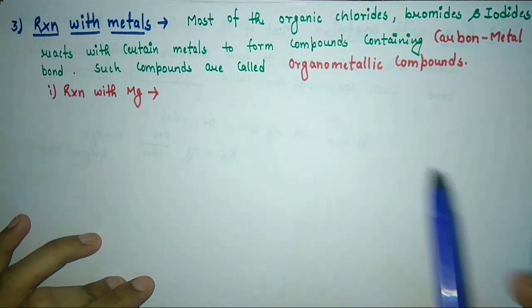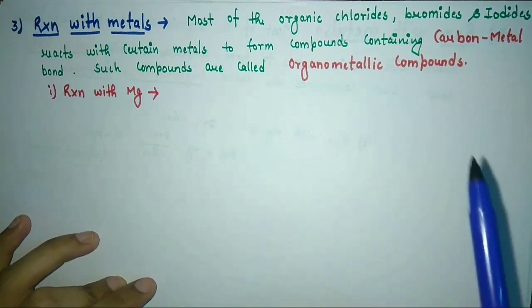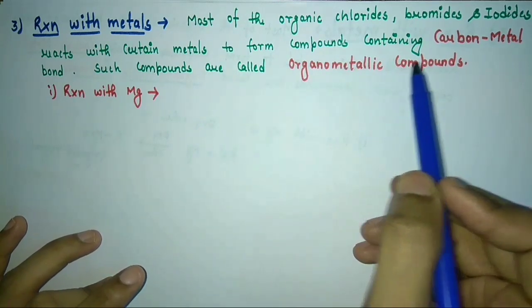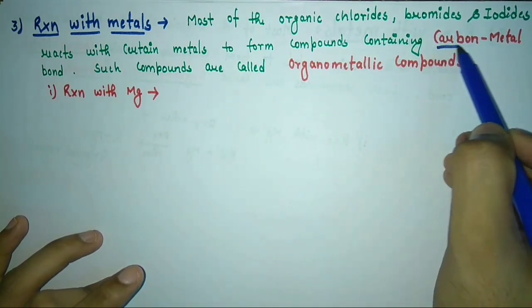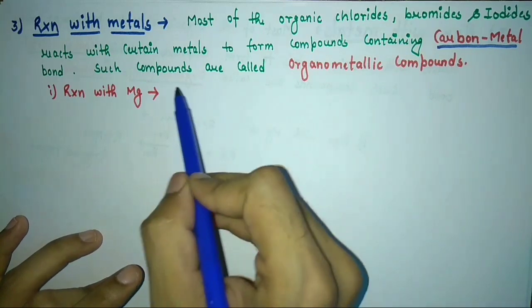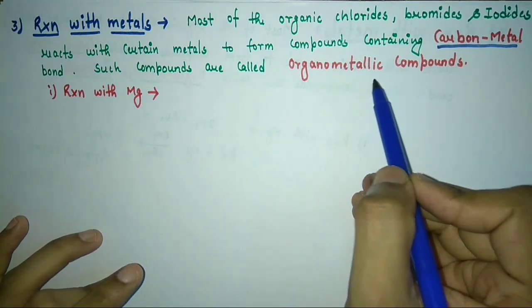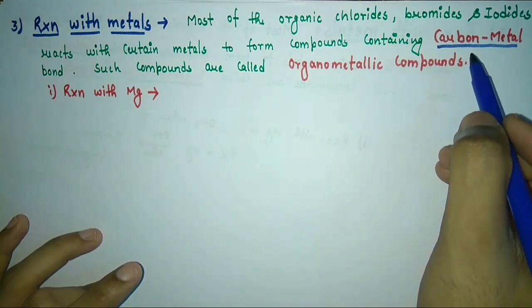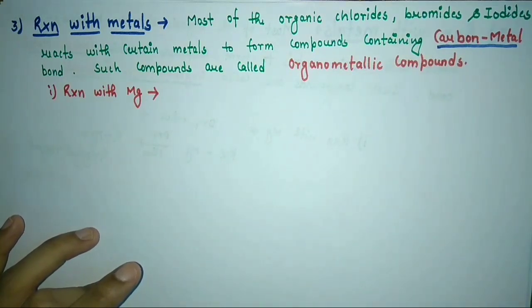Now coming to the third chemical property of alkyl halides, that is reaction with metals. Most organic chlorides, bromides and iodides react with certain metals to form compounds containing a carbon-metal bond. Such compounds are called organometallic compounds. What are organometallic compounds? The compounds in which the carbon atom is directly linked to the metal.